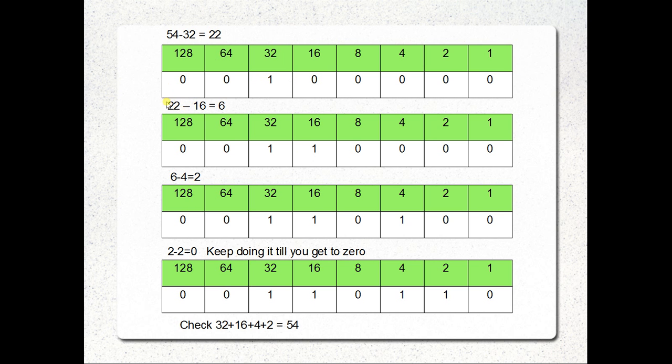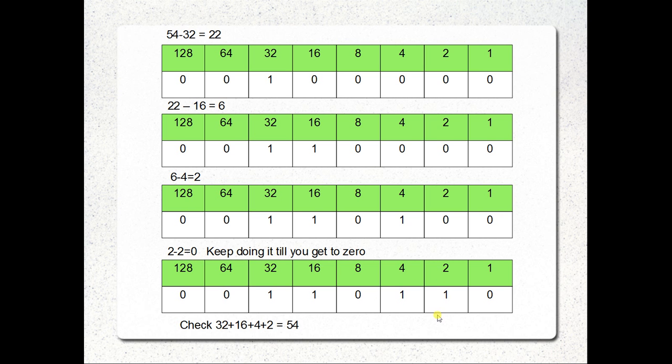All right, so 22, does 32 go into 22? No. Does 16 go into 22? Yes. So you put a 1 down here, and there's 6 left over. Right now this number is 32 plus 16, which is 48. That's not 54, so we're not done. So we bring the 6 down here. Does 8 go into 6? No. Does 4 go into 6? Yes. Put down 1. 6 minus 4 gives you 2. So you've got 2 left over. Bring your 2 down here.